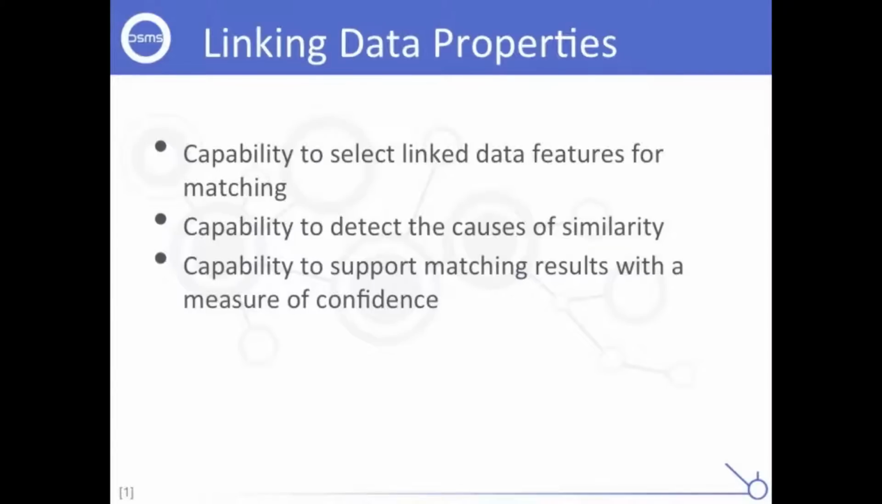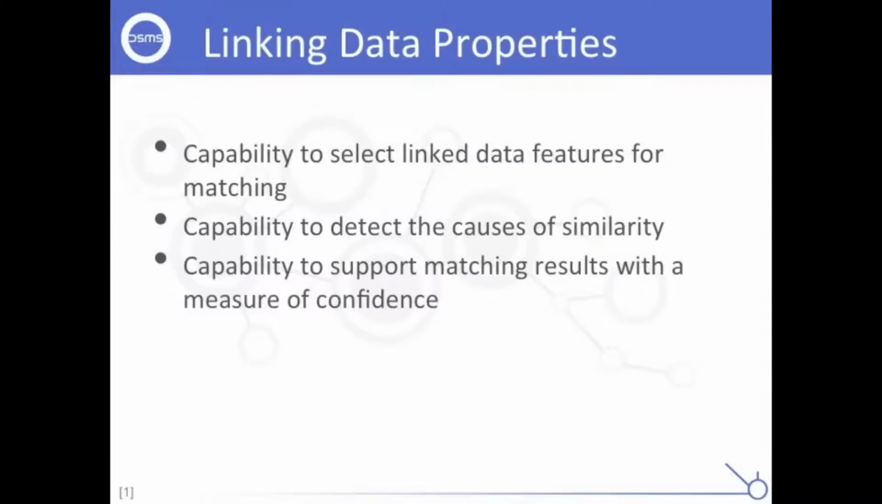Second, capability to detect the causes of similarity. A similarity value between two linked data is caused by one or more feature matchings, namely type, property name, or property value. So, the similarity value usually provided by a state-of-the-art matching tool is not capable of capturing the causes of similarity.